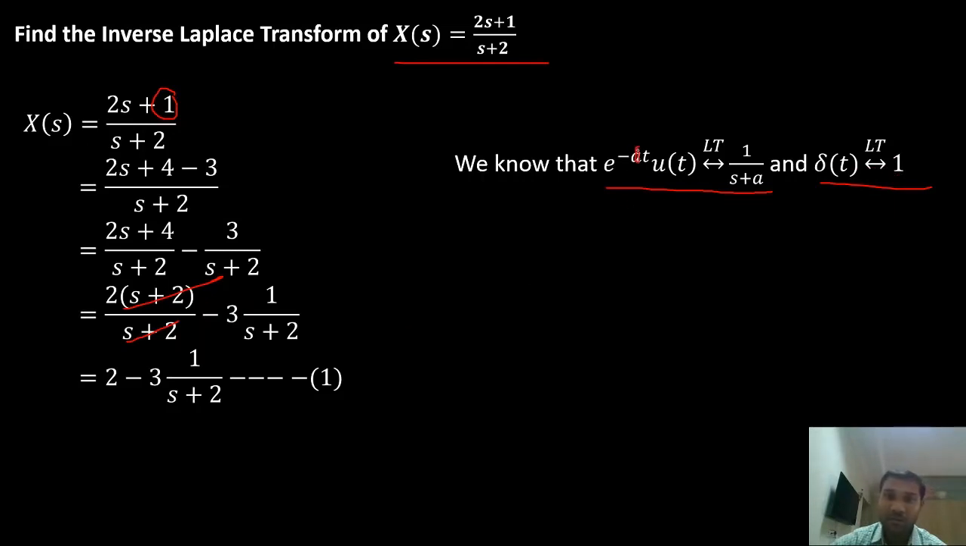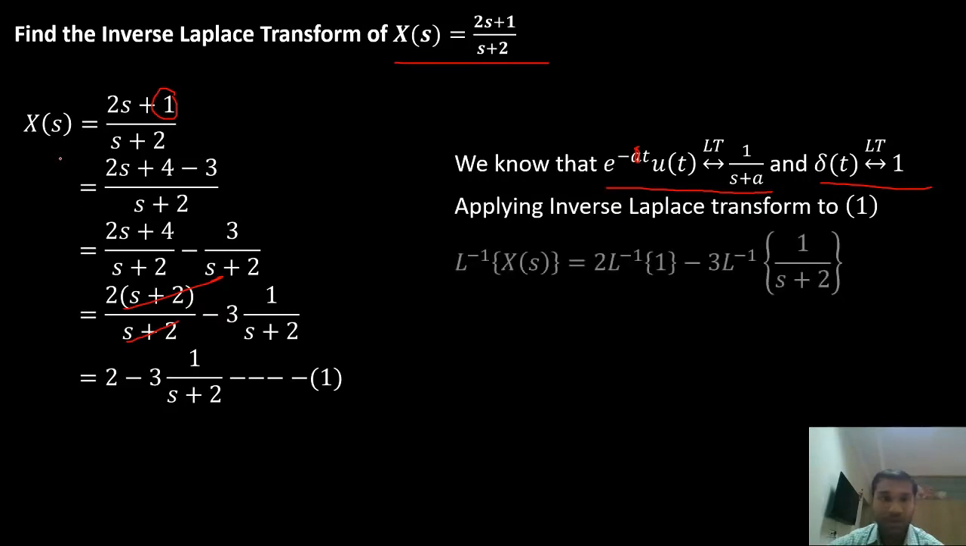So in place of a, if I substitute 2, what will happen? E power minus 2t u of t will have the Laplace transform 1 by s plus 2. So now I'm going to apply inverse Laplace transform on the first equation. On the left hand side, inverse Laplace transform of X of s is nothing but x of t. And on the right hand side, I have 2 into inverse Laplace of 1. 2 is my constant, and minus 3 is the constant; I will find inverse Laplace for 1 by s plus 2.